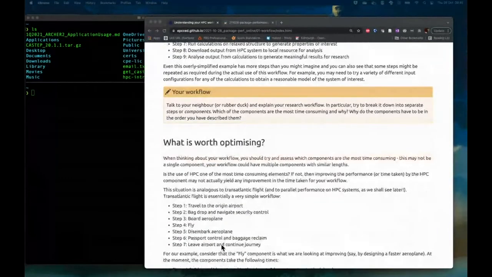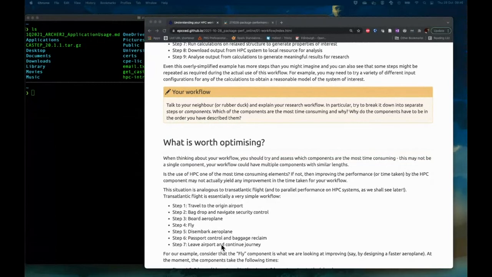So then, if we have our workflow broken down into some steps, we then need to understand that not all steps are equal. Some of those steps will be worth optimizing and improving, and some of them will be less amenable to being optimized or less useful to optimize because they're so quick anyway. And this is some sort of profiling of your work. Which components are the most time consuming and why?